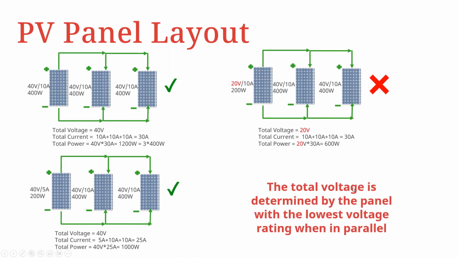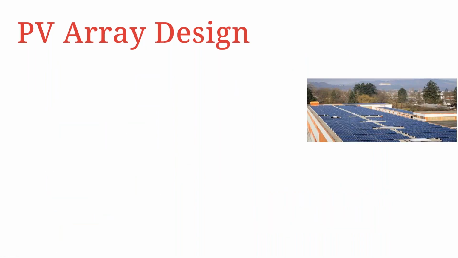So in summary, the total voltage, as earlier said, is determined by the panel with the lowest voltage rating when connected in parallel. So these are design checks we should make while designing the system as an installer.